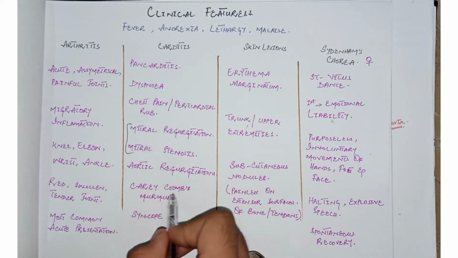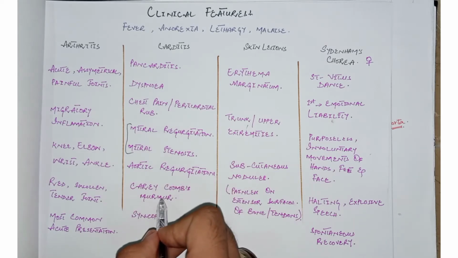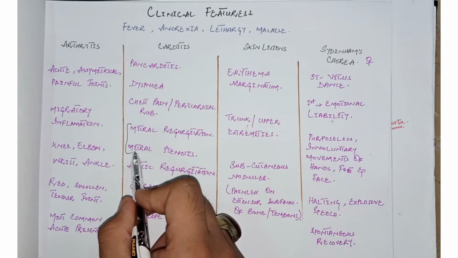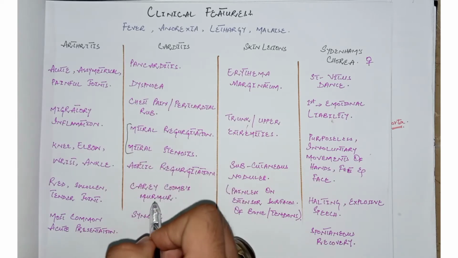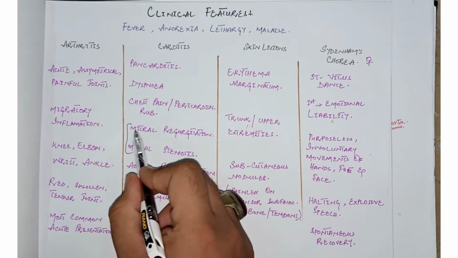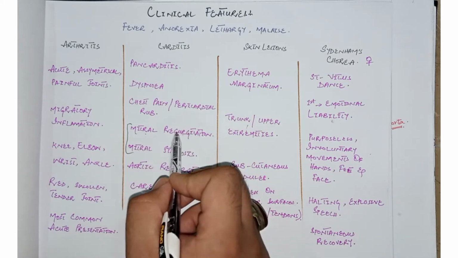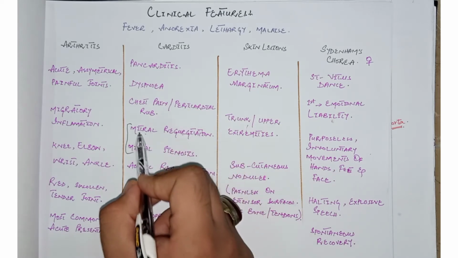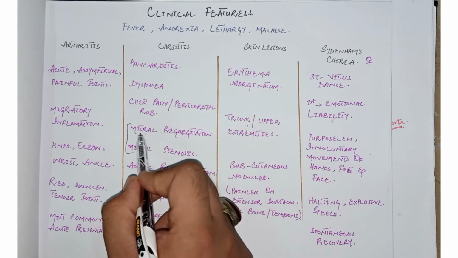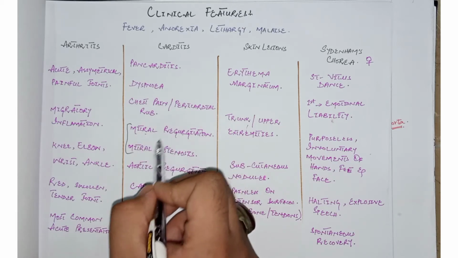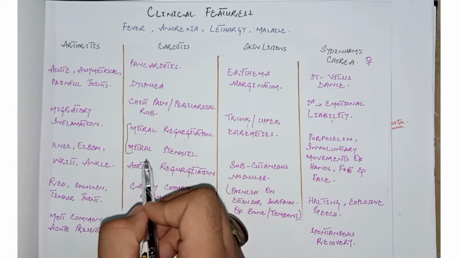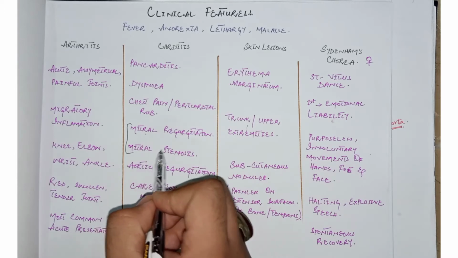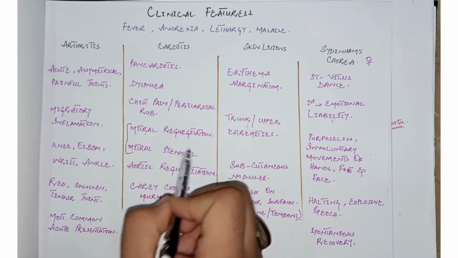And there is the Carey Coombs murmur. Basically, it is a mid diastolic murmur which is due to mitral stenosis, and also there may be a pansystolic murmur due to mitral regurgitation. Remember, the important point here is that in acute cases of rheumatic heart disease, mitral regurgitation occurs, and in the chronic cases of rheumatic heart disease, mitral stenosis occurs.